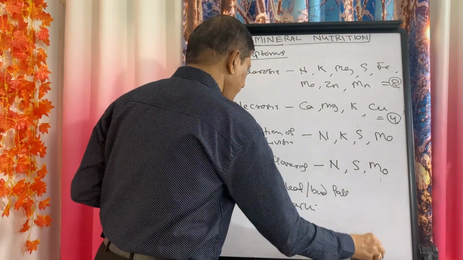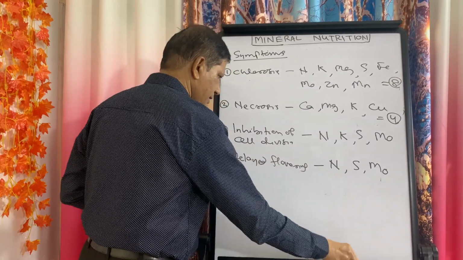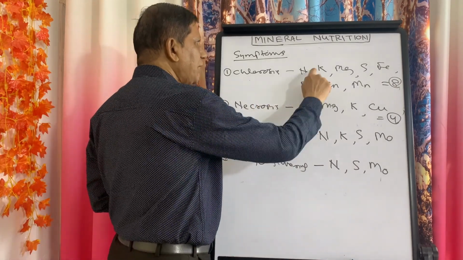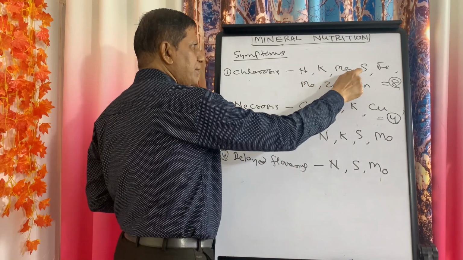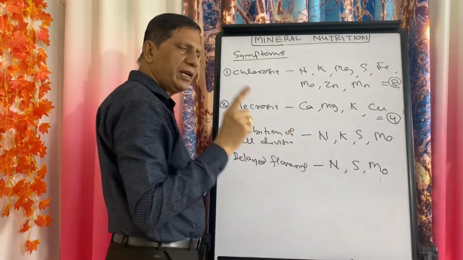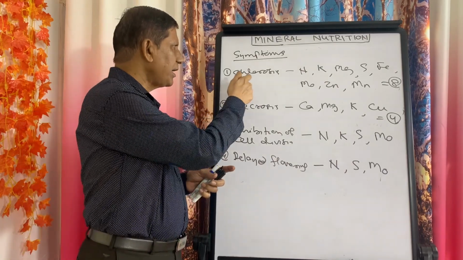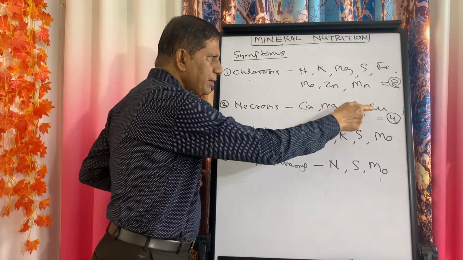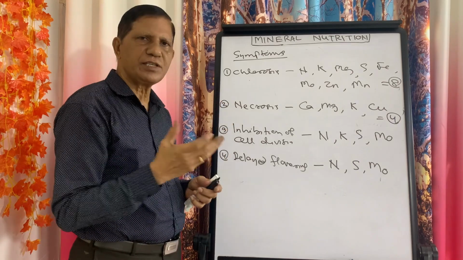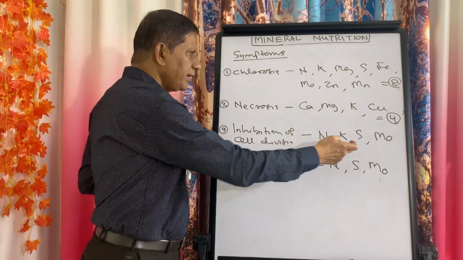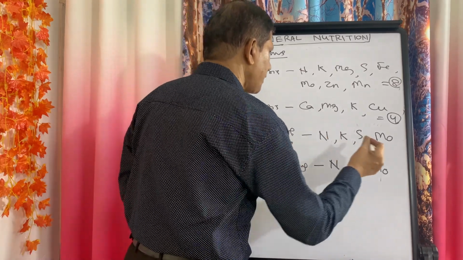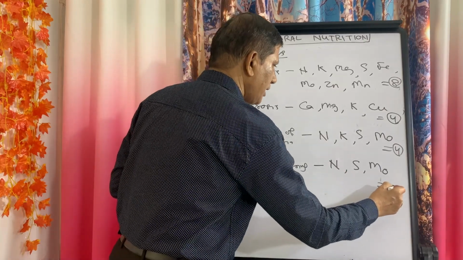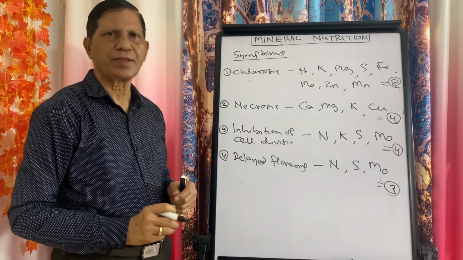So from this table, let us observe certain things. When any one of these 8 elements, nitrogen, potassium, magnesium, sulfur, iron, molybdenum, zinc, or manganese, is absent, there will be chlorosis. Similarly, when any one of these 4 elements, calcium, magnesium, potassium, and copper, is absent, it will lead to necrosis, meaning the appearance of dead cells. And when any one of these 4 is absent, it will lead to inhibition of cell division, and any one of these 3 will lead to delayed flowering.